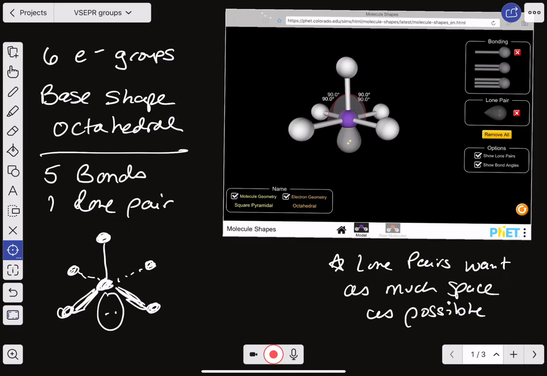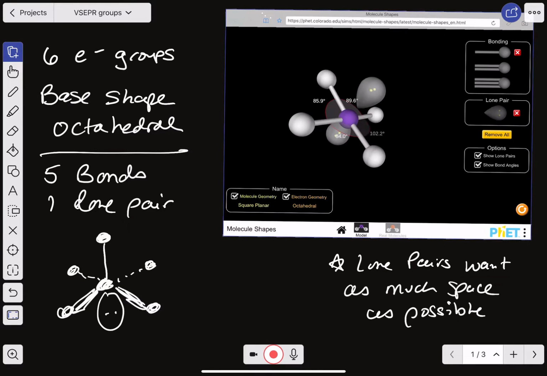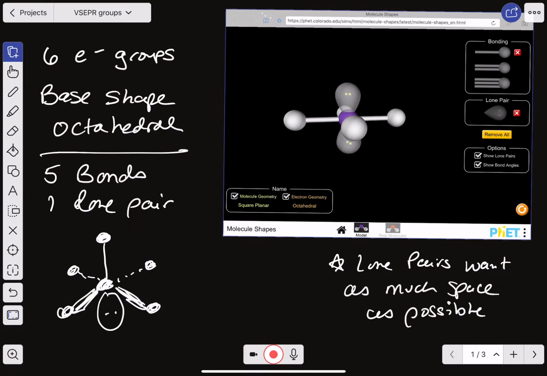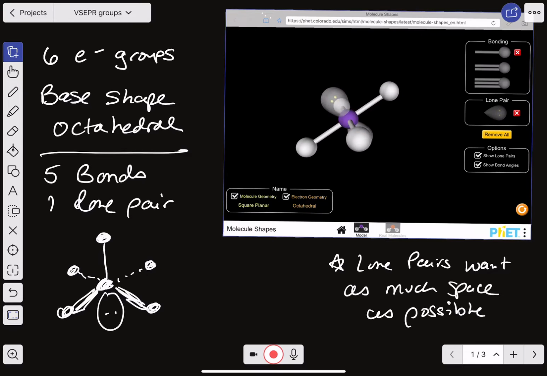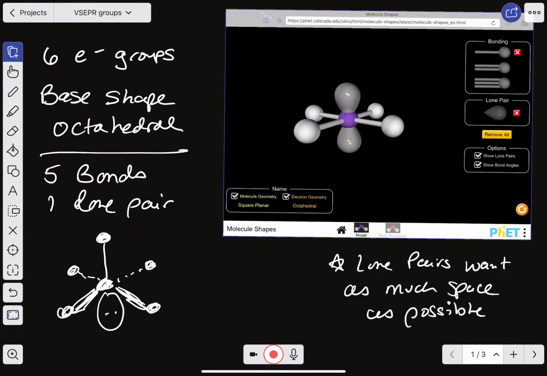So where does the lone pair want to go? It wants to go as far away as possible from this lone pair, so it's actually going to go up here. So you can see that when I take away a bond and add another lone pair, I'm now left with a molecule. We call this one square planar, and you can see that down in the bottom.